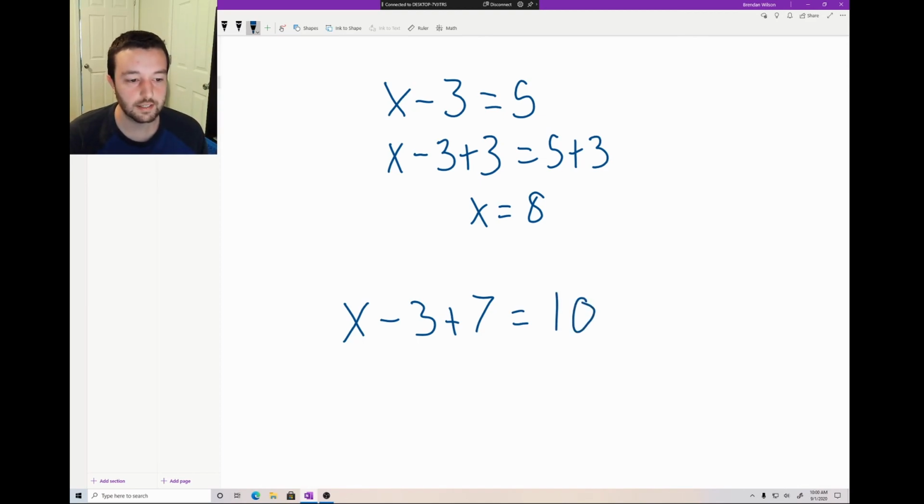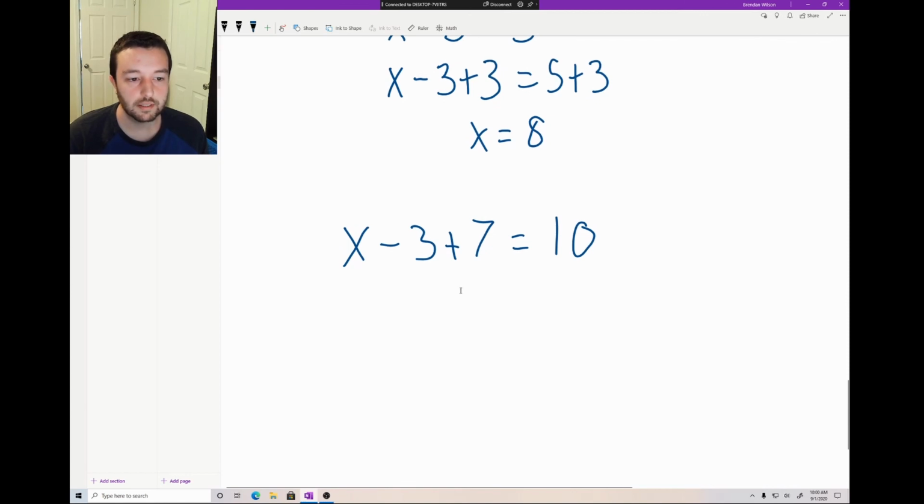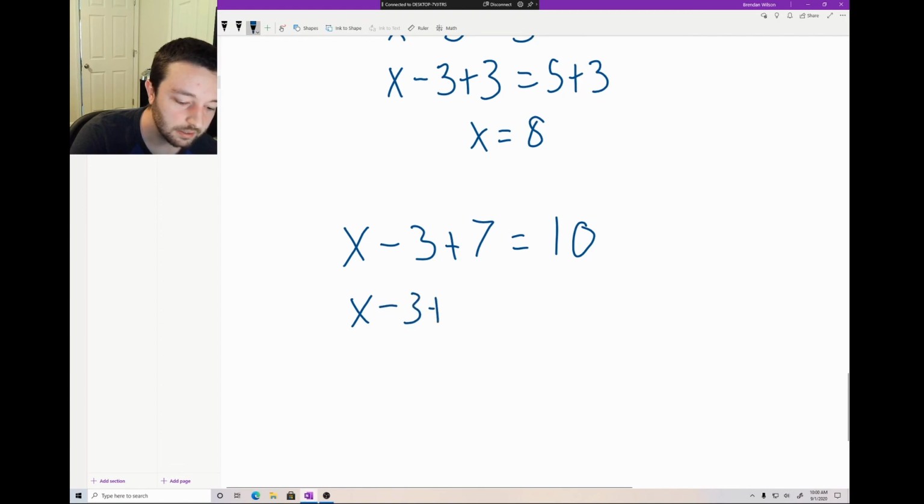If we have something like this, x minus 3 plus 7 equals 10, there's two ways we could go about it. One, we could combine the 3 and the 7 first. But instead, let's use our other steps. We need to get x by itself, so we need to get rid of the -3 part and the +7 part. So we'll do it in 2 steps here. First, we'll get rid of the +7 part by subtracting a 7 on both sides.